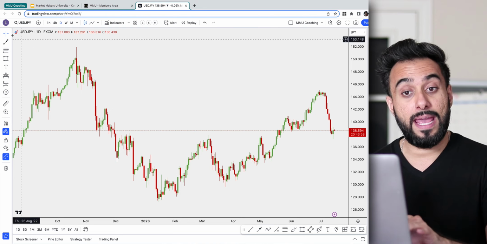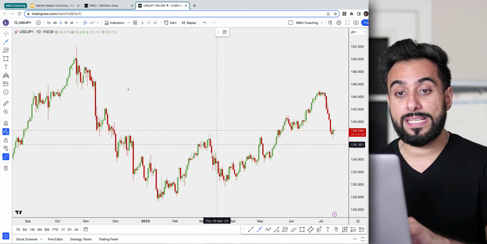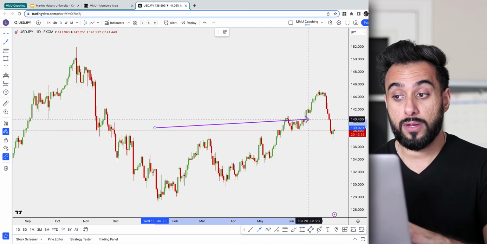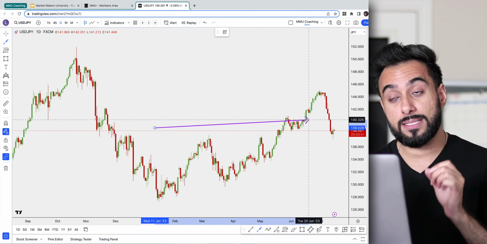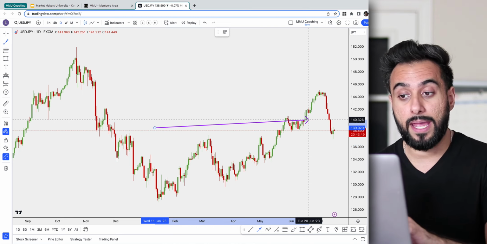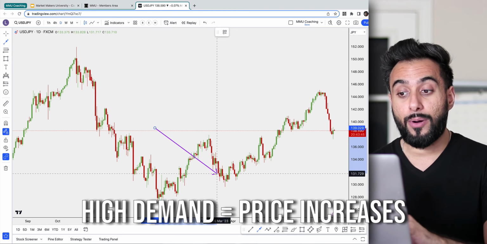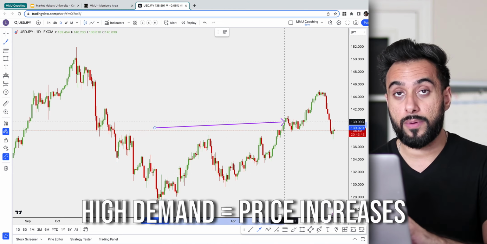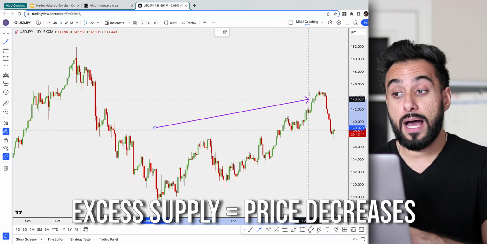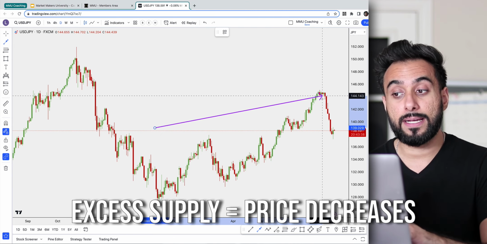Now, in any market, the entire reason the markets move up and down is simply based on the concept of supply and demand. When there is a lot of demand, the price ends up going up. When there's a lot of supply, the price ends up going down.